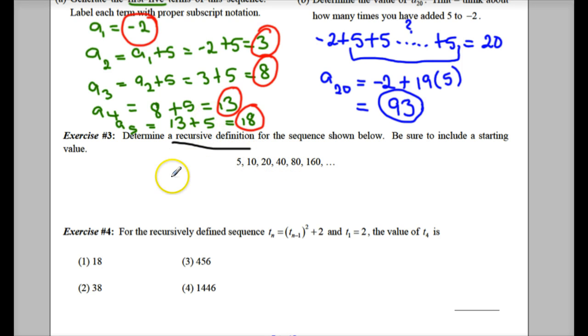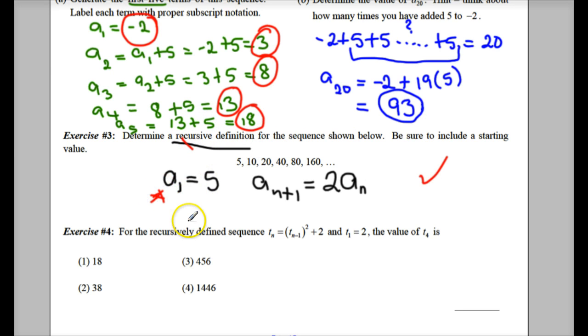But because it's recursive, I have to say that a1 is starting at 5, and then a sub n plus 1, which is whatever term I'm looking at, I'm taking 2 times my a sub n. So in this case, my a1 is 5, so then my second term would be 2 times 5, which is 10. My next term would be 10 times 2, which is 20, and so forth. So because it's recursive, I had to give a specific definition.